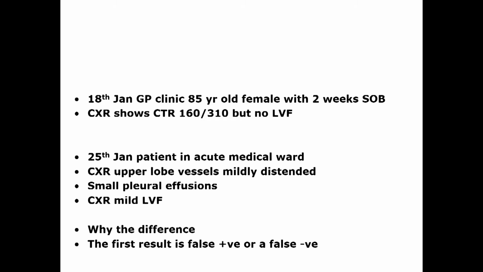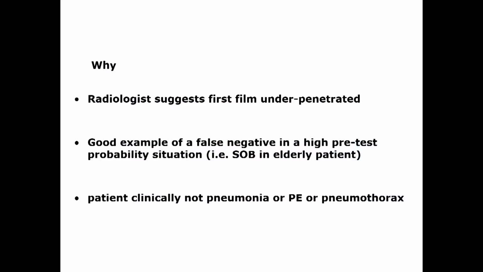And is the first result a false positive or a false negative? Of note, the CTR was over 50%. So that does alert you to the fact this woman may have left ventricular failure, although you can have an enlarged heart but not have left ventricular failure. So the problem for this lady was that her films were under-penetrated. So if you look back on the original films and you knew what the second one showed, you could figure out maybe there was some heart failure there. But of course, we don't live in a retrospective world, we live in a prospective world.